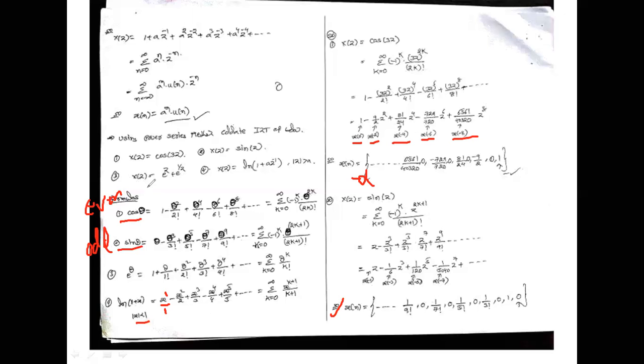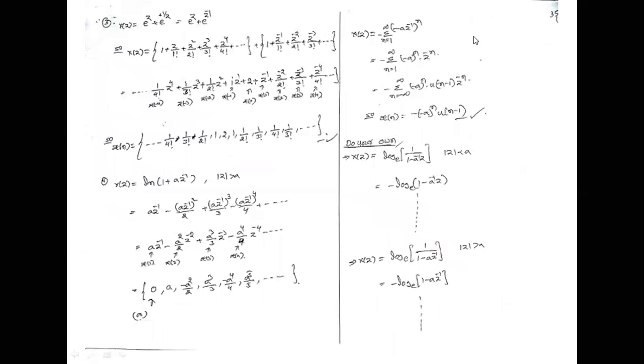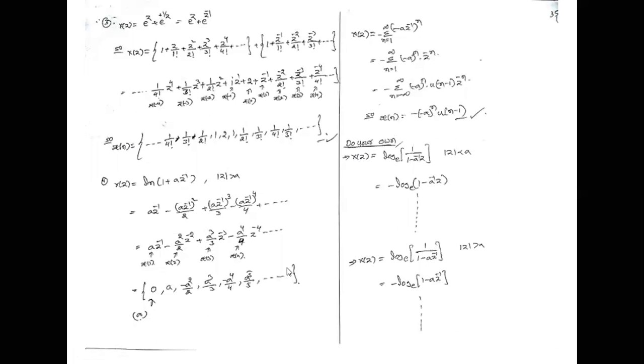Next, the third example is that x of z is equal to e power z plus e power 1 by z. We already know this sequence: sum of k equal to 0 to infinity theta power k by k factorial. Using that sequence, e power z plus e power z power minus 1. For the first sequence, theta power k starts from 0. So theta power 0 by 0 factorial, theta power 1 by 1 factorial. It is a sequence only, because it is not an even or odd function.